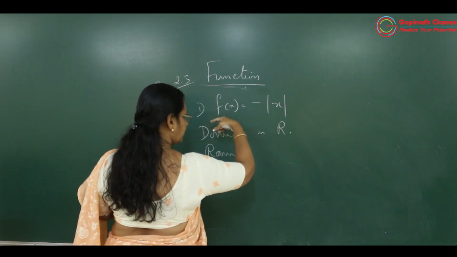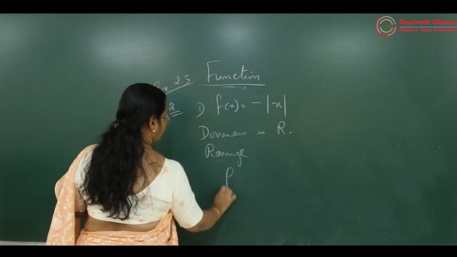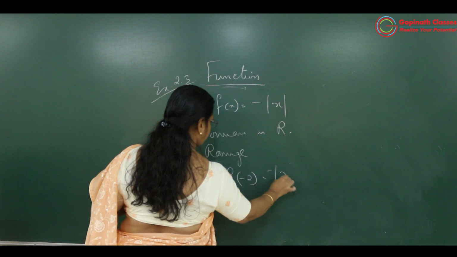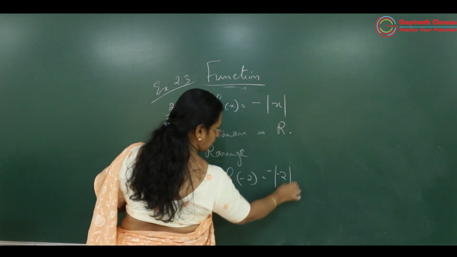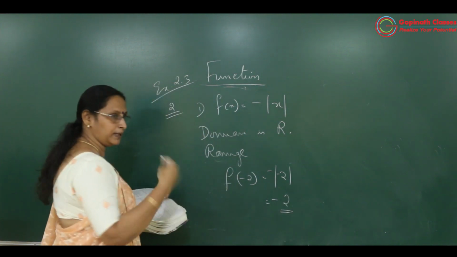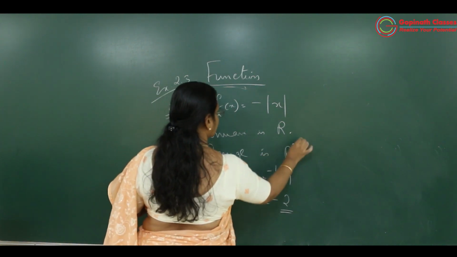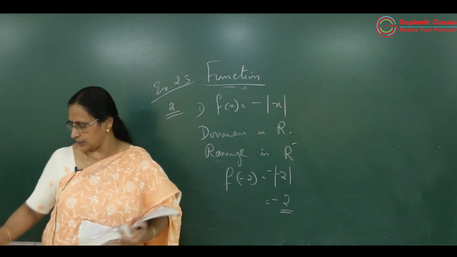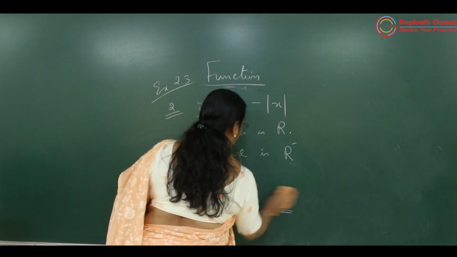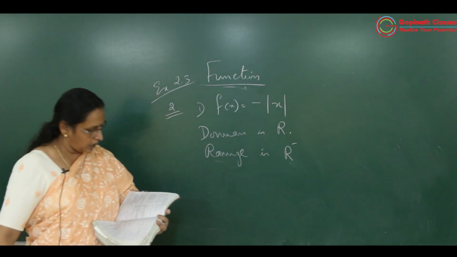So you give positive, any number you give, suppose if I am giving it as f of minus 2, minus of modulus of minus 2 is minus of 2, so minus 2 ही मिलेगा. आप कोई भी number दे दो, you will get negative only. So range will be R minus, you know, there are two types, positive real number and negative real number. तो range will be R minus, क्योंकि इसका function with negative sign है. So it will be R minus.